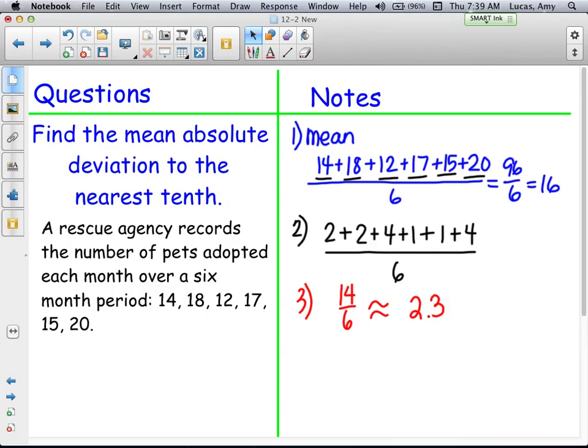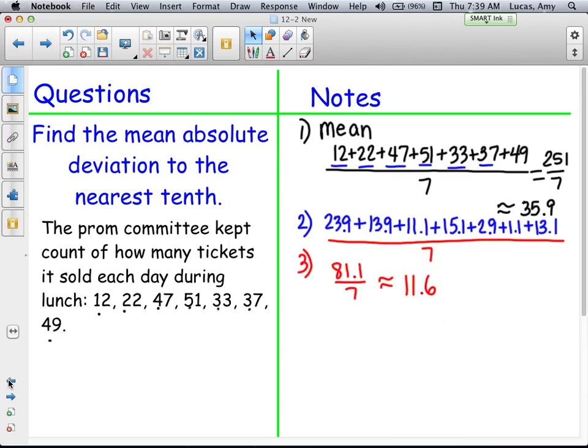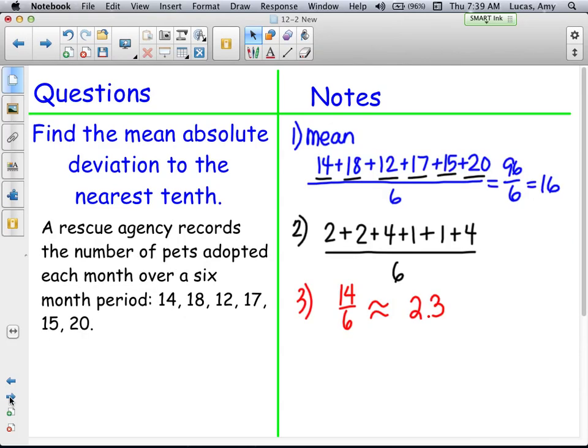So comparing this first mean absolute deviation to the second one, those numbers were much closer. The average distance away from the mean was only 2.3, so that would indicate that your numbers are a lot closer together than in the last set.